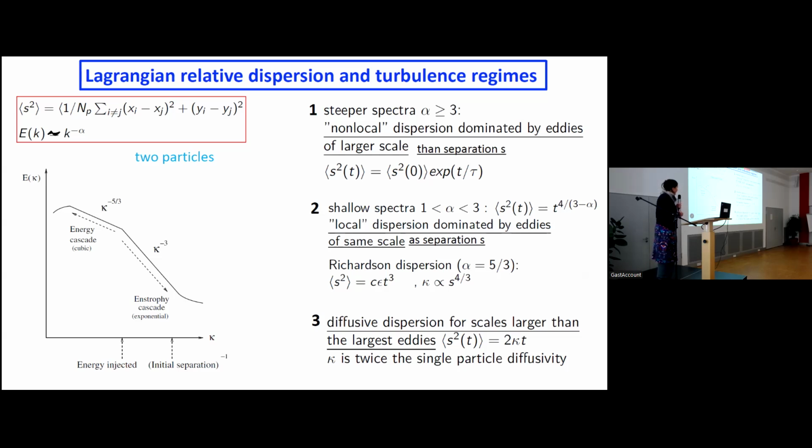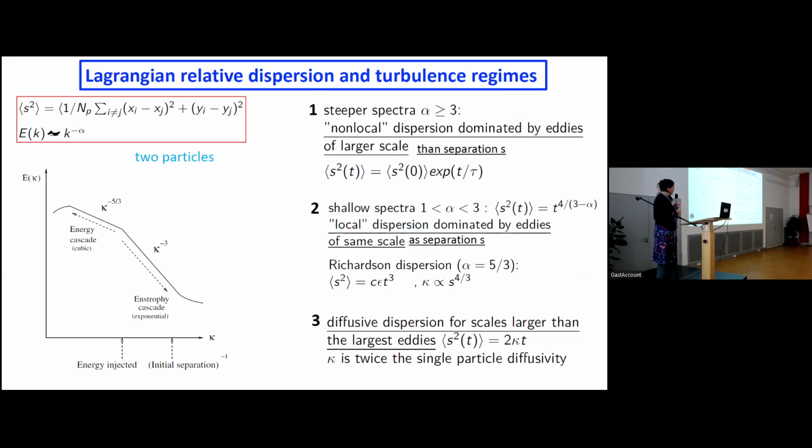And so imagine you have an energy spectrum in the ocean. It goes with k to the minus alpha. So what you would expect is that for steeper spectra, so alpha greater or equal to 3, you would get the so-called non-local dispersion, which would be dominated by eddies of scales larger than the separation of the pair. And then the mean square pair separation would grow exponentially with time.